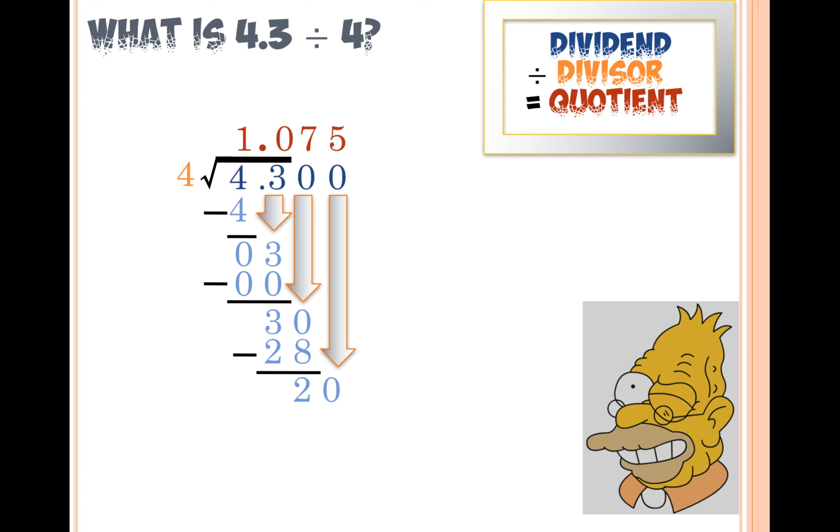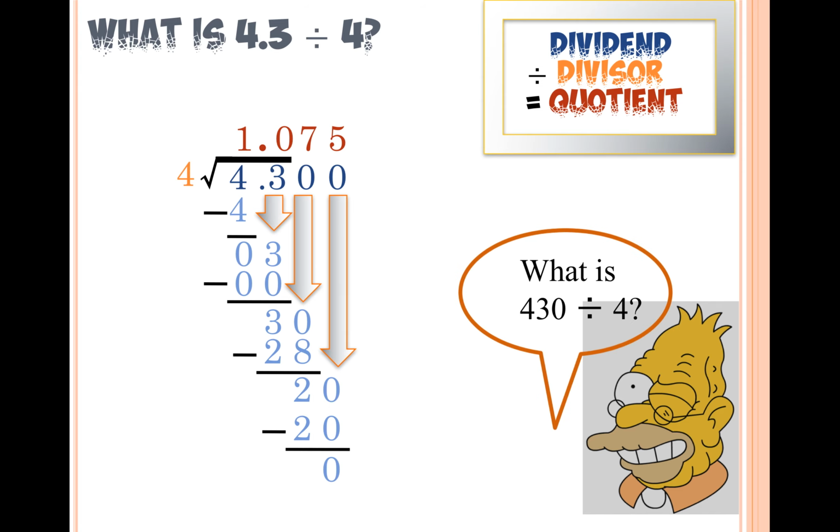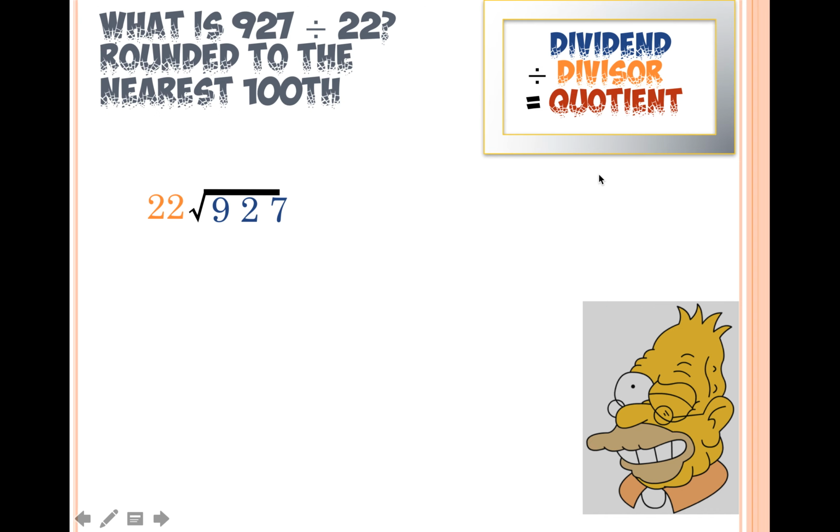4.3 divided by 4 is 1.075. What is 430 divided by 4? Well, it would just be the same digits, but the decimal point moved over to 107.5. It's just a little extension.